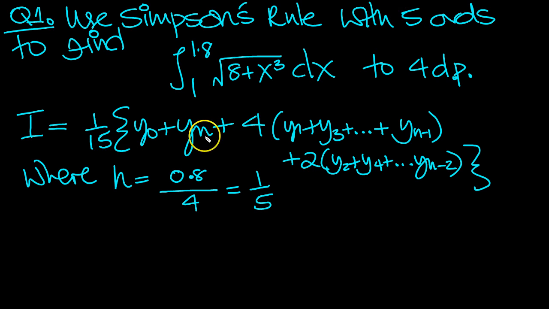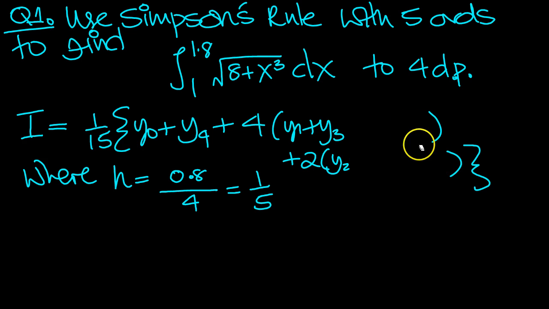Now n is 4, isn't it? Because there's 5 ordinates, so this n is 4. So this is y4 here. And then n minus 1 is 3, so these can go, of course. So let's get rid of those. And this is n minus 2, which is 4 minus 2 is 2, so it's just that point there. All the other ordinates can go. So there's our formula then. Let's just tidy it up, move things together.